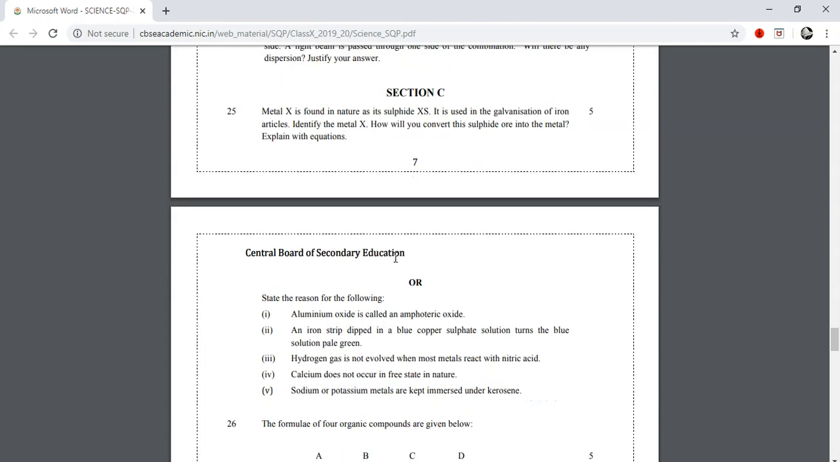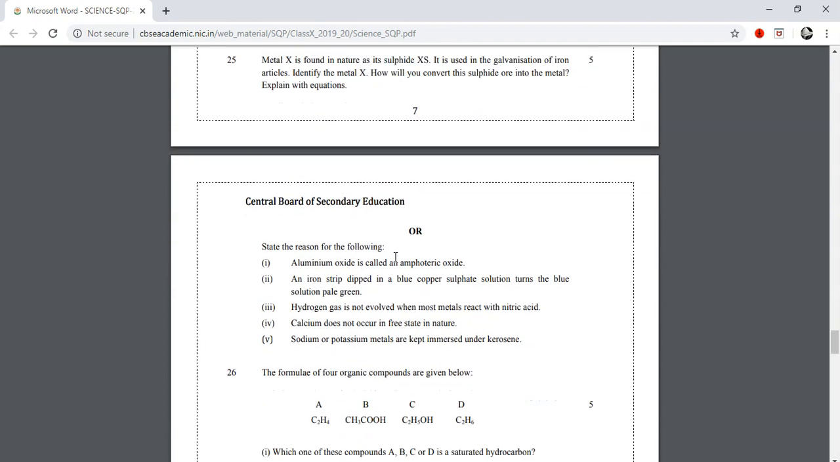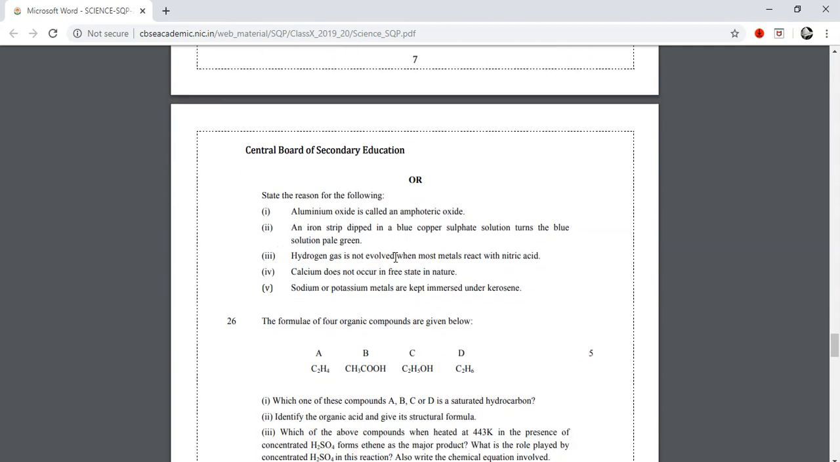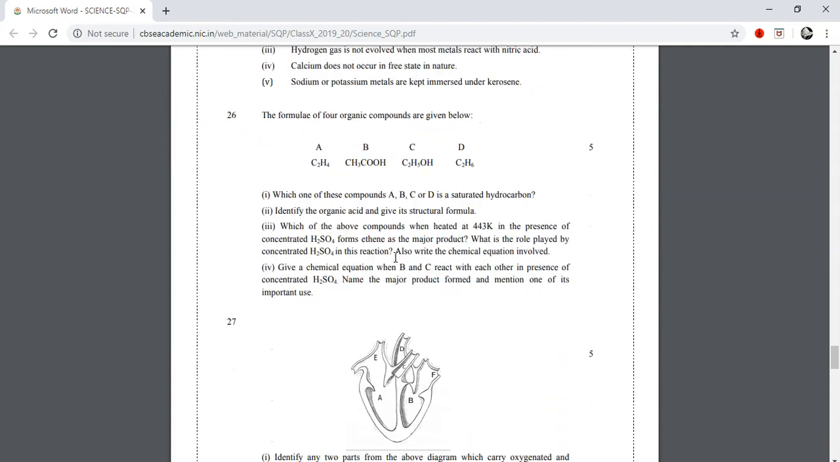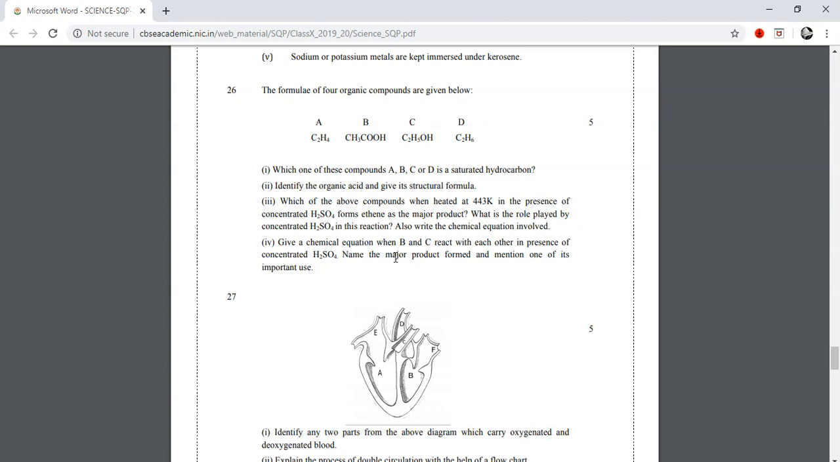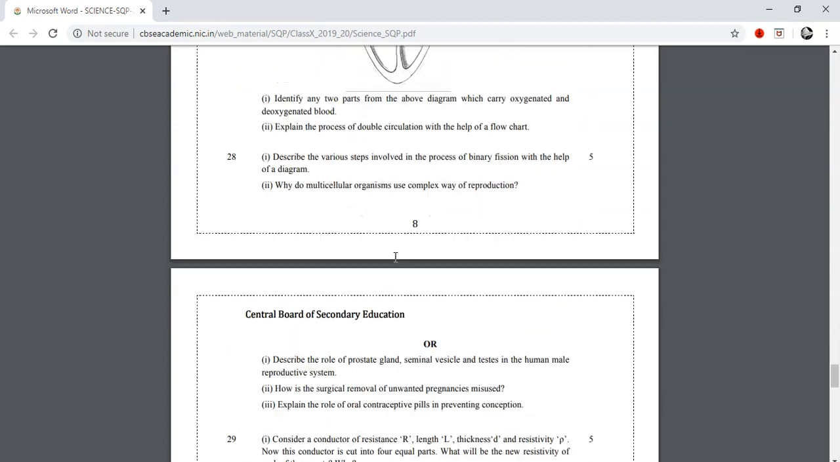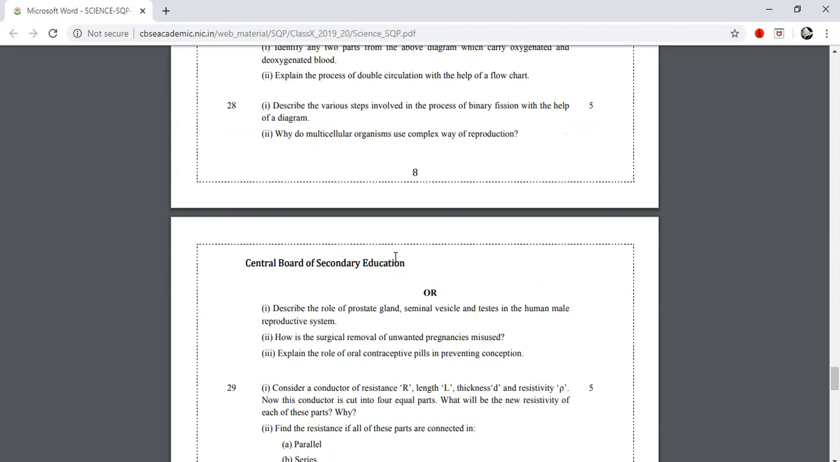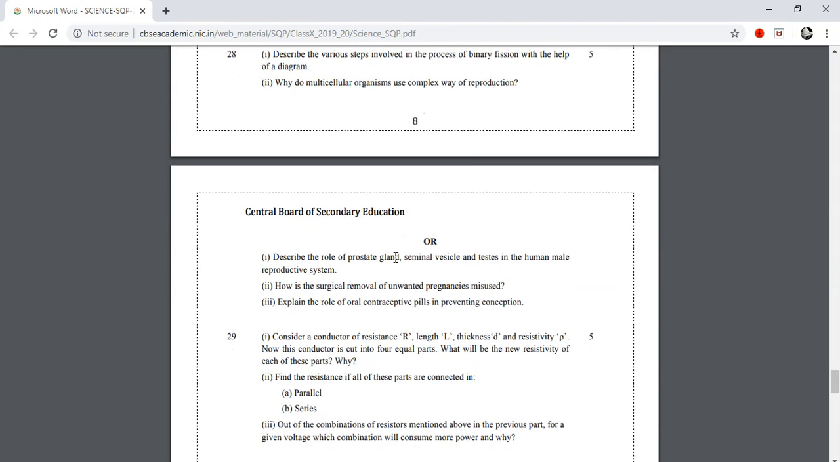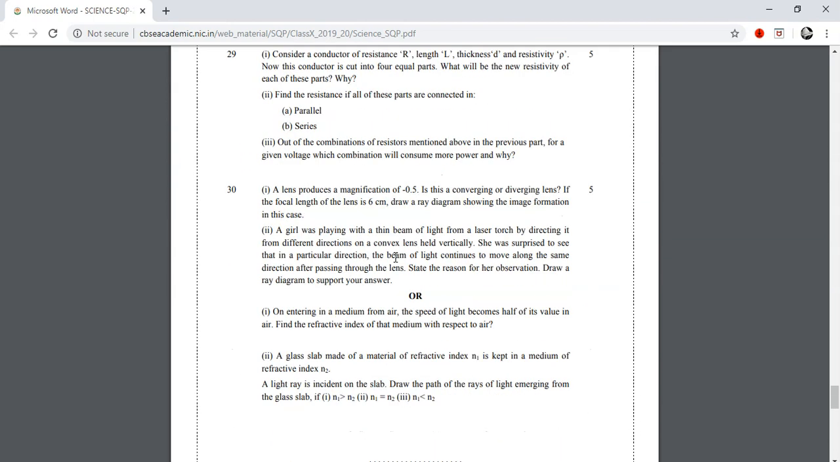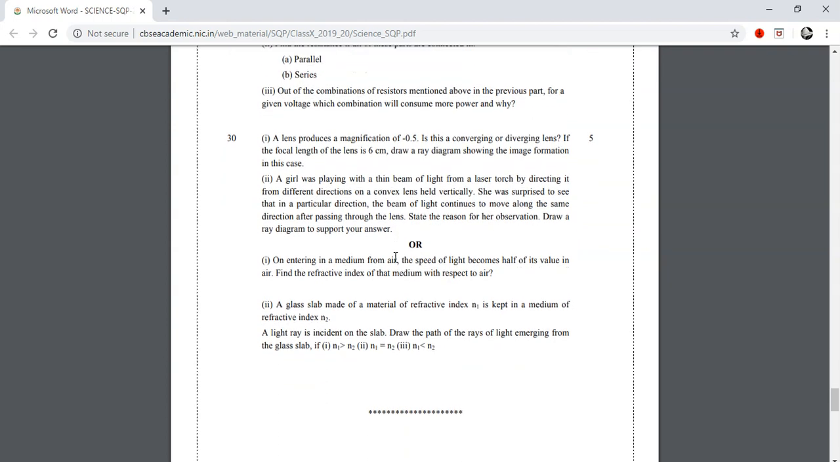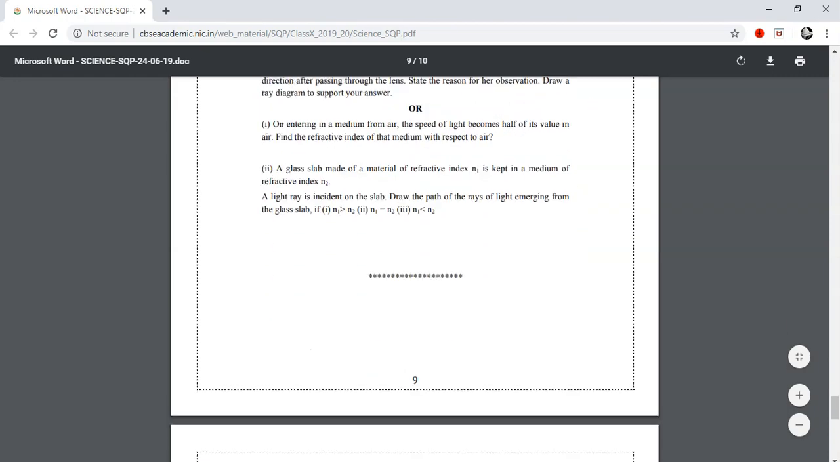Now let's take a look at section C. In section C, you have a choice for the 25th question, which is a chemistry question tentatively. Yes, it's a chemistry question. And question number 26, there's no choice. 27 is a bio question, there's no choice. And you have a choice in the 28th question, correct? And you don't have a choice for 29, but there is a choice for 30. So this means that, see, you have to answer all the questions.